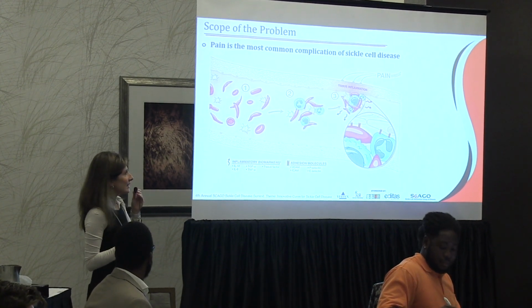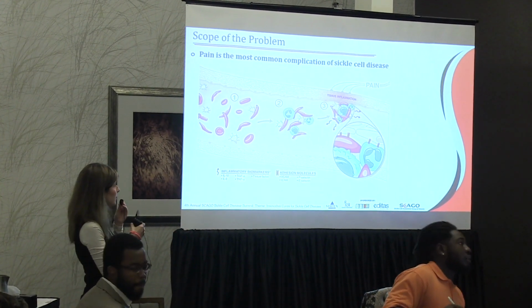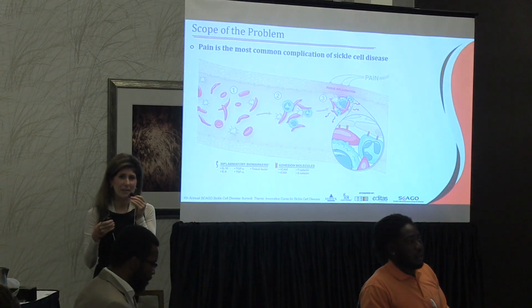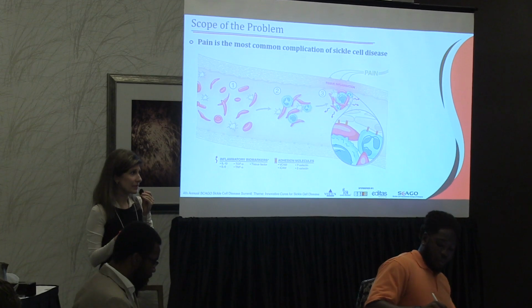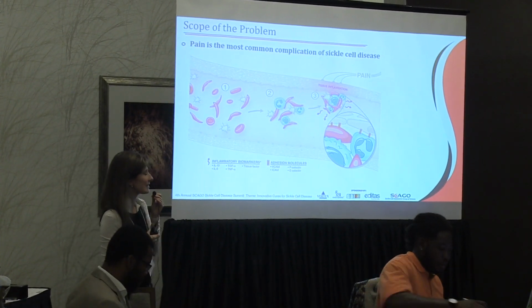But those sickled red cells can then go on to cause polymer aggregation in the small blood vessels, leading to tissue death and inflammation, and that's classically perceived through different mechanisms as pain. Next slide, please.